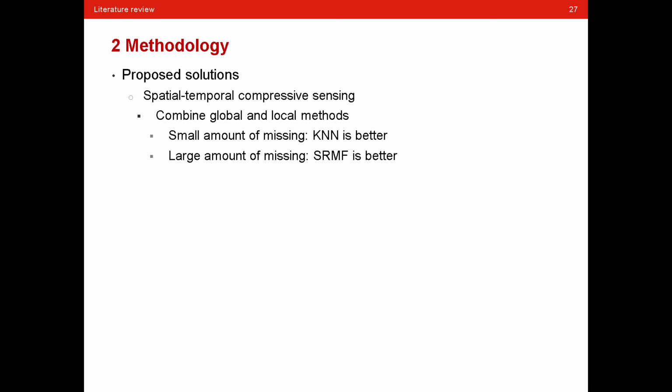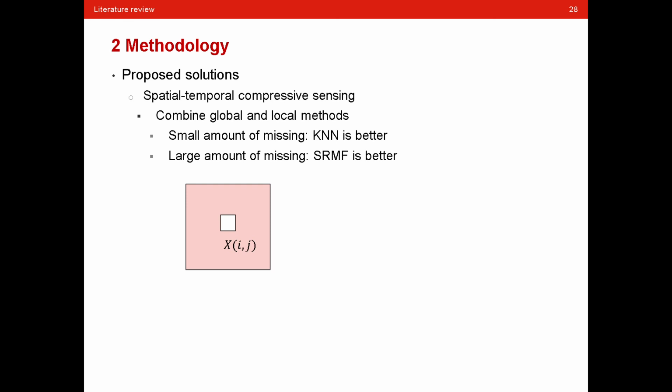And to take a step further, they combine the global and local methods, because in their study they found that in the case of a small amount of missing data, the KNN will be better, but for a large amount of missing data, the proposed method will be better. So they want to combine these two methods to get the global and local features in one method.